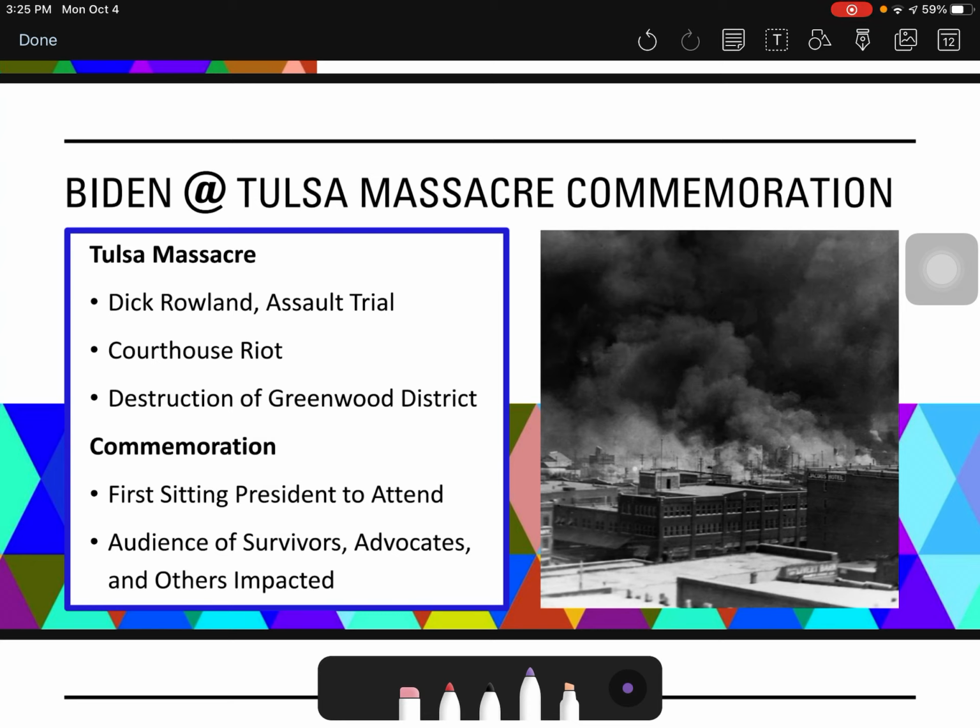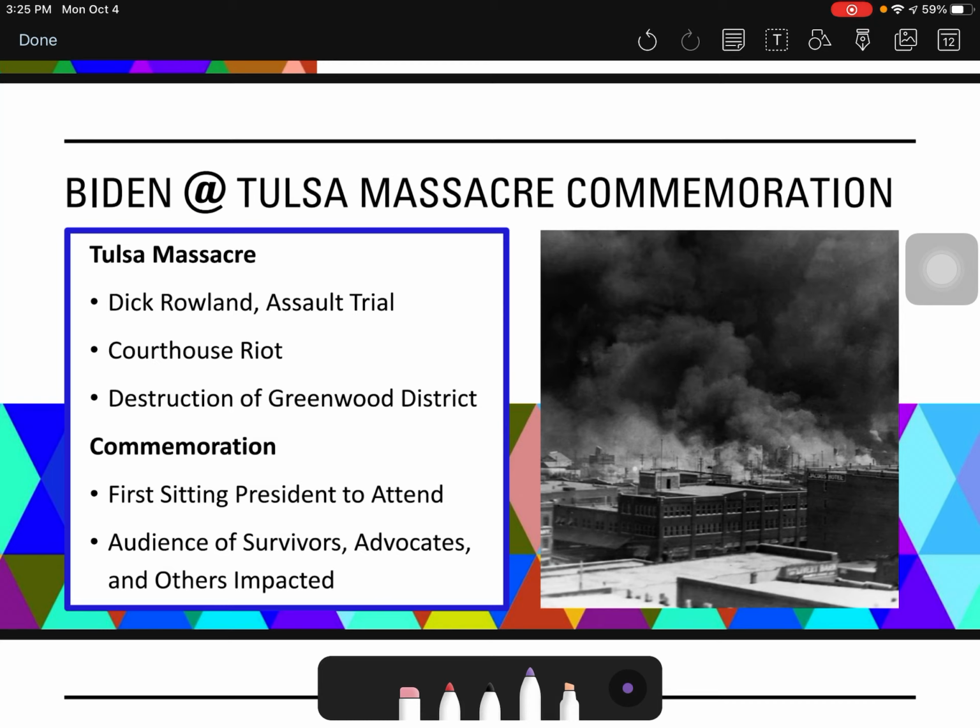So let's start with some context. We're going to look at a few paragraphs from a speech that President Biden gave in the summer of 2021 at the 100-year commemoration of what's known as the Tulsa Massacre that happened in 1921.